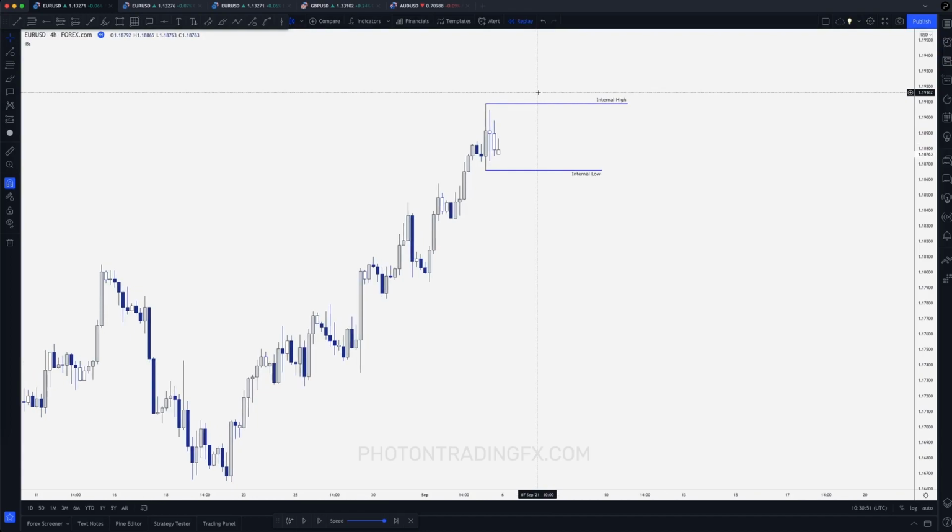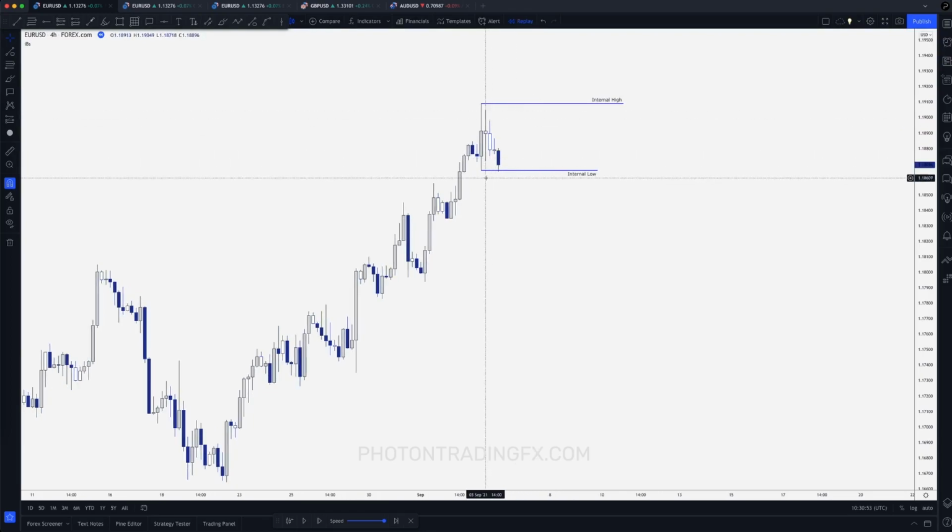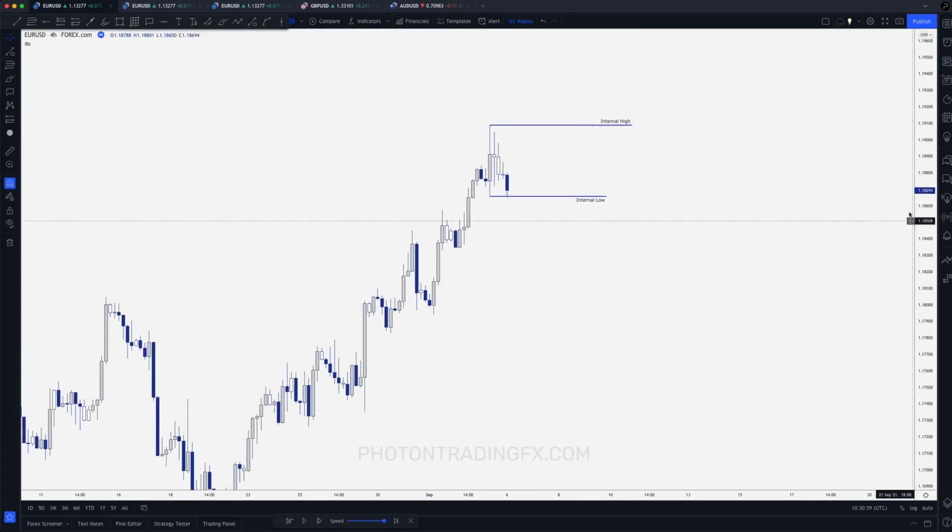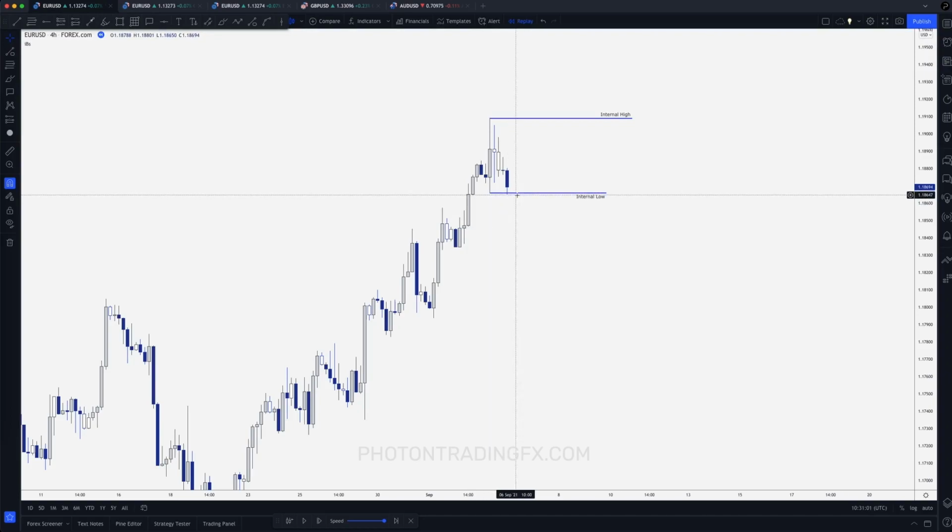Now we've pulled back. Nothing's happening. Now we have taken out that internal low. Remember, all I need is a wick break to form a lower low. So now the internal structure for me has switched bearish. This is what I call a change of character. So now price has pulled back to form a lower low. Where is my new internal high?